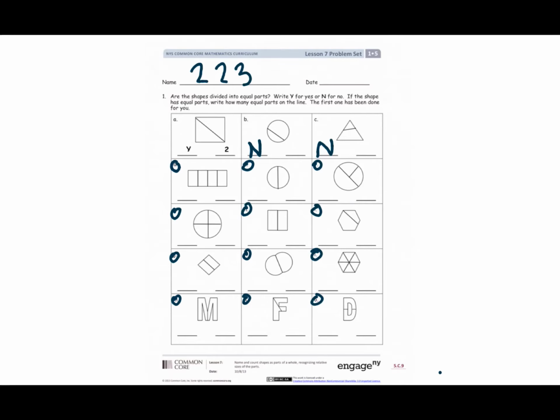You can pause the video. I need you to pause the video so you could work on this page by yourself, and then start it when you're ready to go on. Okay, boys and girls, go ahead and pause your video.